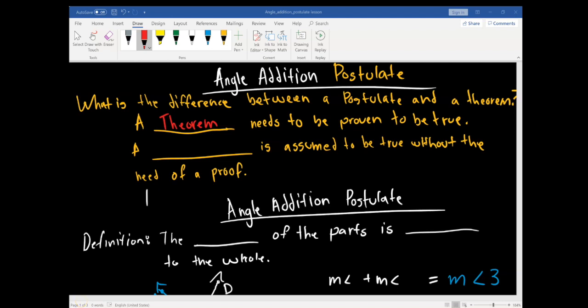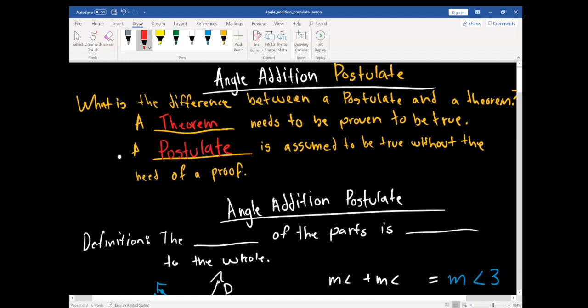Hi guys, today we're going to be going over the angle addition postulate. Now before we get started, we have to identify the difference between a postulate and a theorem. A theorem is a mathematical statement that needs to be proven to be true using other mathematical statements. And a postulate is assumed to be true without the need of a proof. In other words, we don't need to use mathematical statements in order to accept the postulate as true.